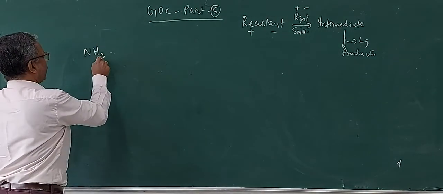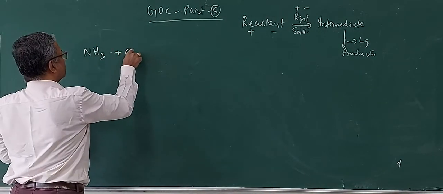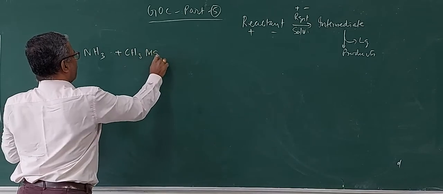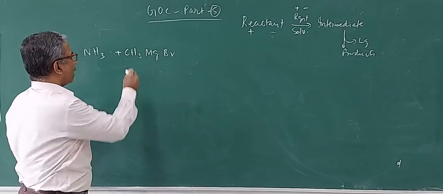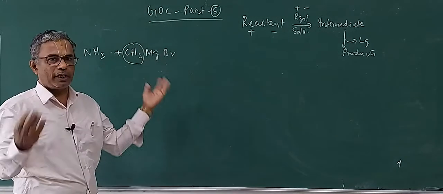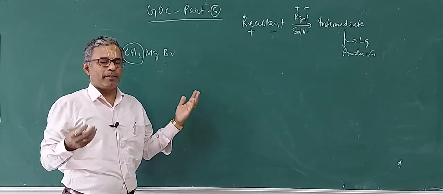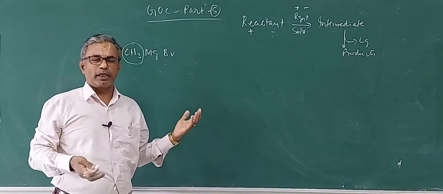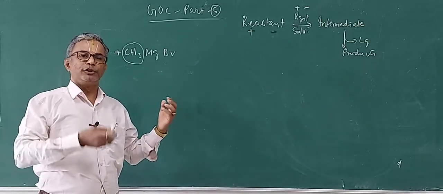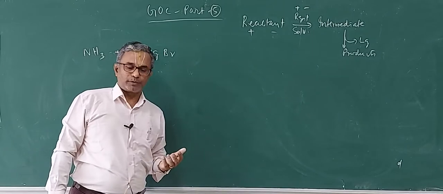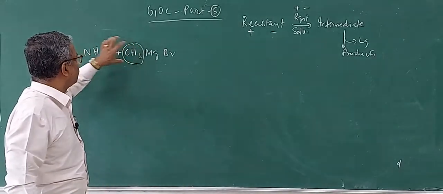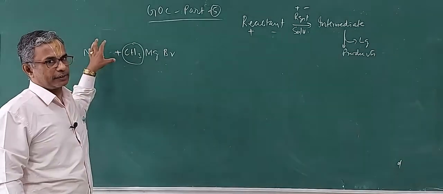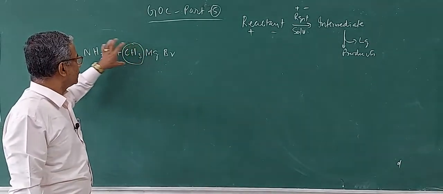Say for example, if you take ammonia and then add CH3MgBr. I will take a simple Grignard reagent for all purposes. This R group can be varied. You can have ethyl, methyl, isopropyl, tertiary butyl, any alkyl group. You can also have aromatic groups like benzyl or phenyl. That group will be incorporated into the reactant. So this is the reagent and this is the reactant.